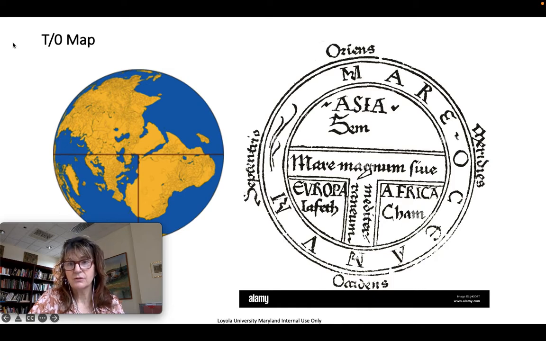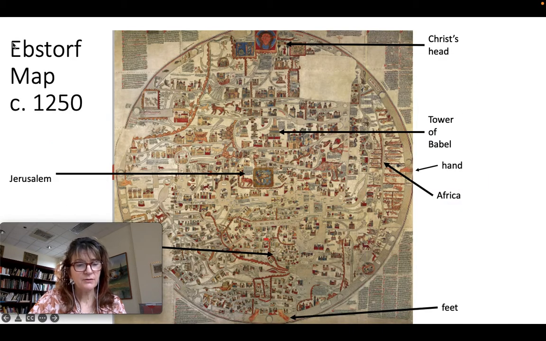The ocean surrounds the world, and east is at the top. It's called, here you can see, Oriens, from which we get the word to orient oneself. North was on the left, south on the right, and west is down at the bottom. So as we can tell just by looking at this example, the Ebstorf map from 1250, in the Middle Ages, maps served more as a sort of visual encyclopedia, right? Covering theology and myth and geography and architecture, biology, climate, secular history, and the history of salvation.